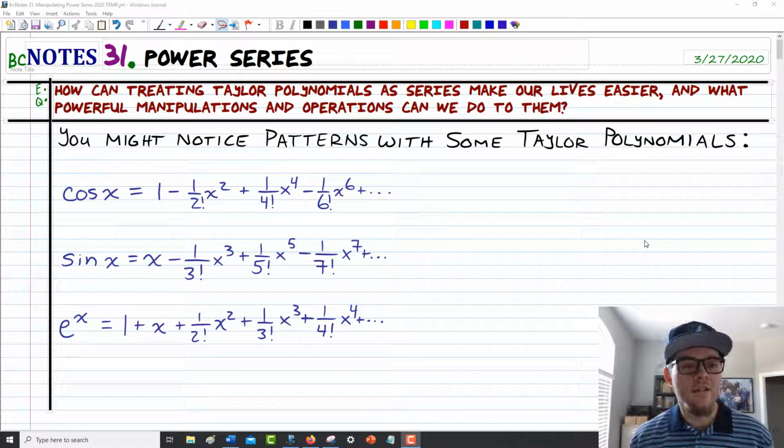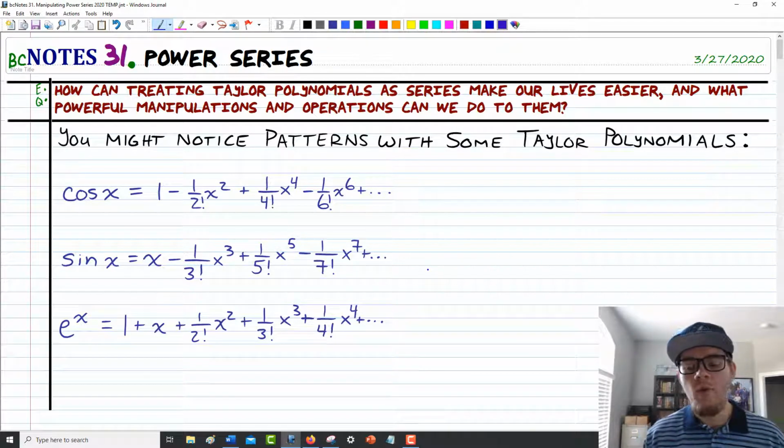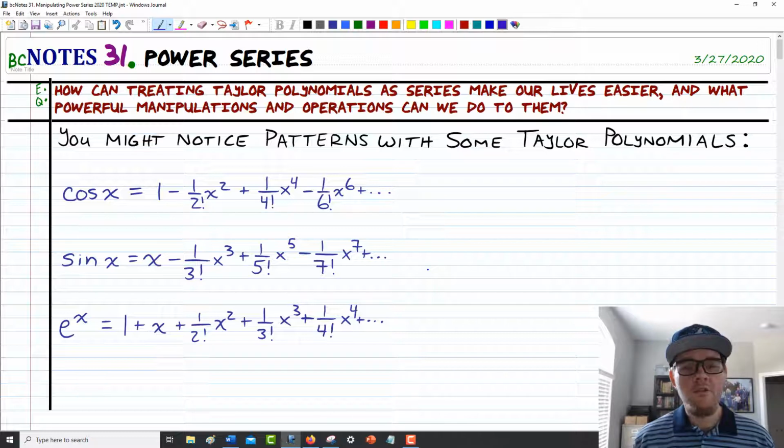So let's get in and let's get started. As we jump in here for the first time, let me point out that it opens here with just kind of a statement. You might notice patterns with some Taylor polynomials. And the answer is you probably did.